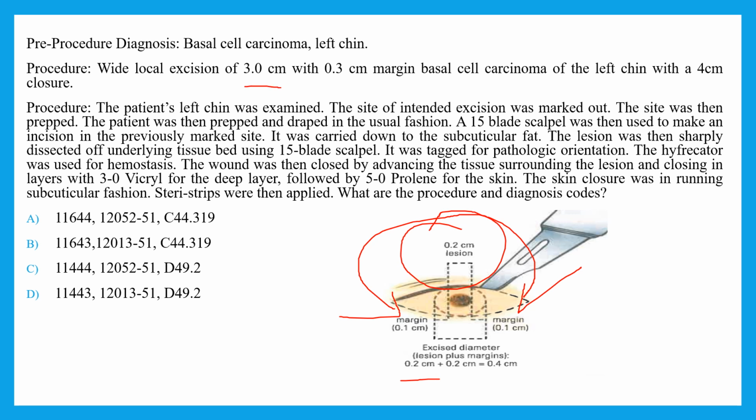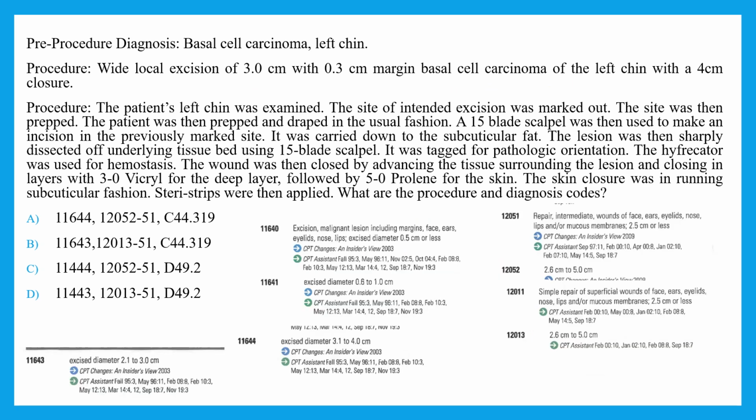See, 3 centimeters with 0.3 centimeter margin on the left chin with the 4 centimeter closure. So 0.3 plus 0.3 is 0.6, so 3.6. Now you check here. 11641 indicates 0.6 to 1 centimeter, but our lesion size is 3.6. Now check 11644, which means excised diameter from 3.1 to 4 centimeters. This is right because 3.6 lies between these. So obviously 11644 is right.